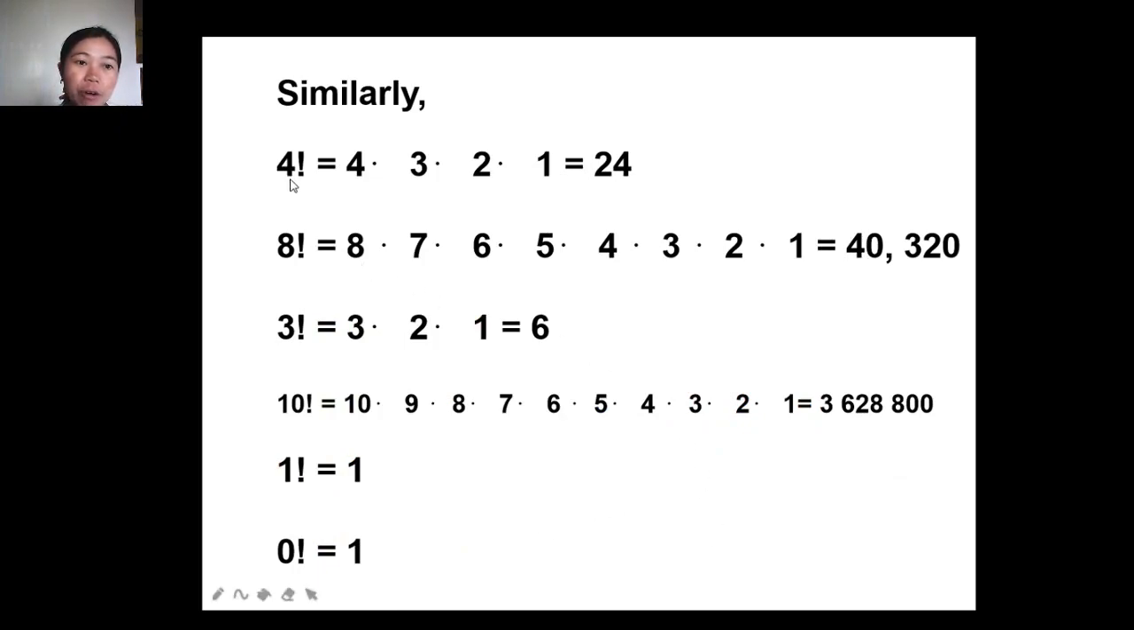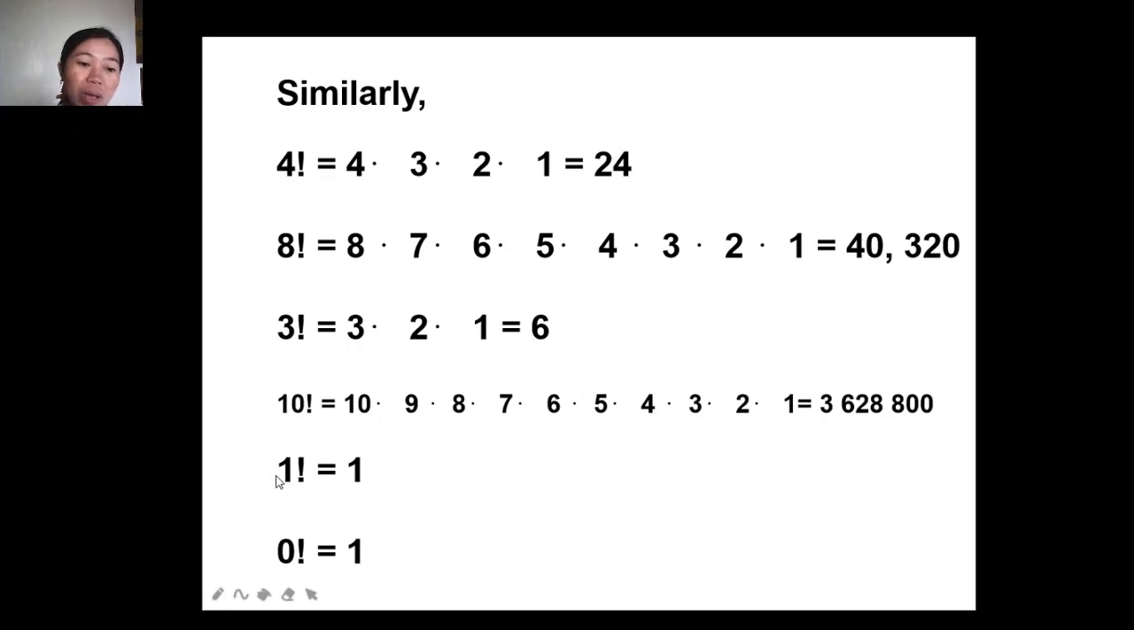Similarly, if we have 4 factorial, so sabi ko kanina, starting from 4 and then hanggang 1. So we have 24. Just multiply. If you have 8 factorial, so starting from 8, and then yung factors mo hanggang 1, 40,320 if you're going to multiply. And then 3 factorial means 3 times 2 times 1, so we have 6. If you have 10 factorial, then you have 10 times 9 times 8 times 7 times 6 times 5 times 4 and so on down to 1.